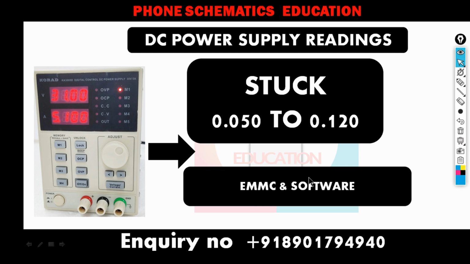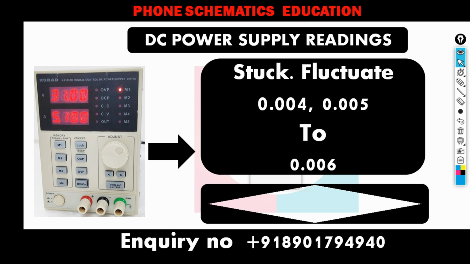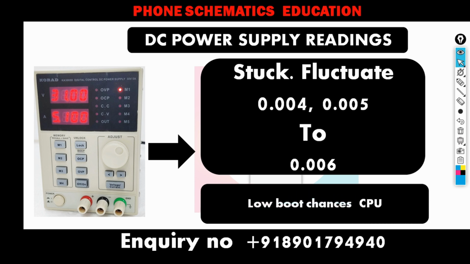So you can work on an eMMC or software. Clear? Now next. In this case, when you connect the DC power supply and press the on/off button, it shows 0.04 milliamp, 5 and 6, and whether it fluctuates or is stuck in between, then we can call it a low booting. Sometimes a CPU does not respond to the power. So in this case, a low boot may happen, and mostly the chances in new phones are the CPU, right?